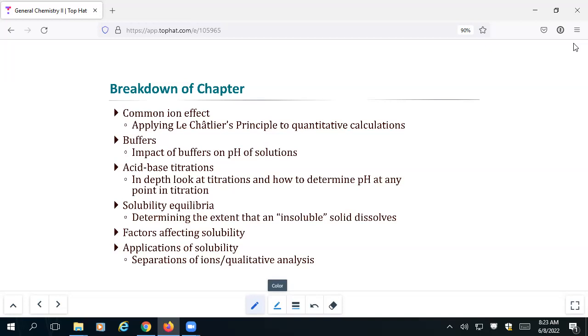We'll take a look at buffers. Buffers are chemical solutions that are naturally pH change resistant. And we'll get into why they are pH change resistant. And it largely has to do with, again, kind of coming back to this idea of the common ion effect.